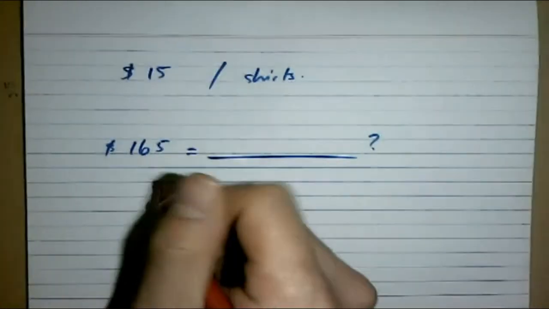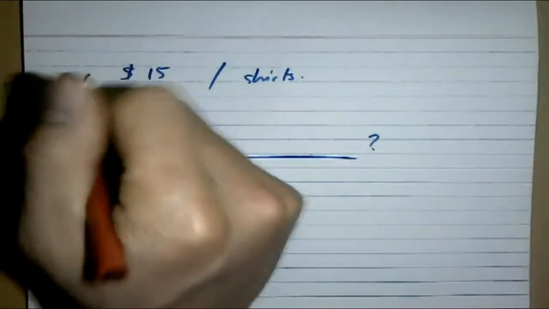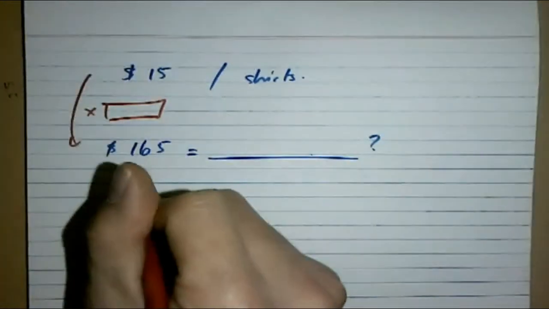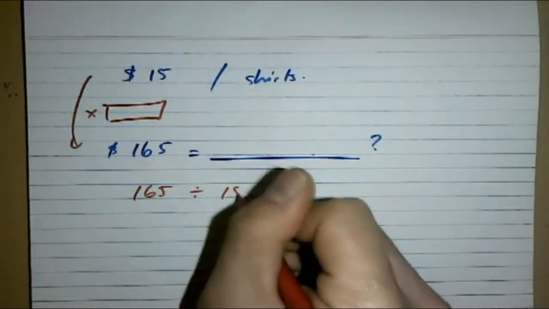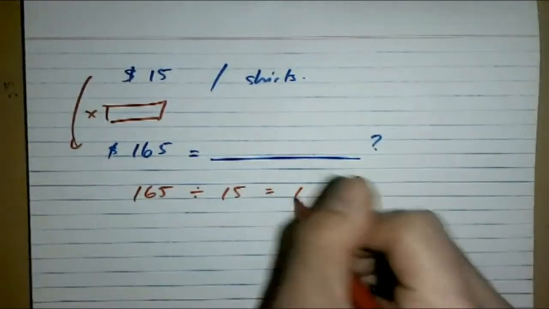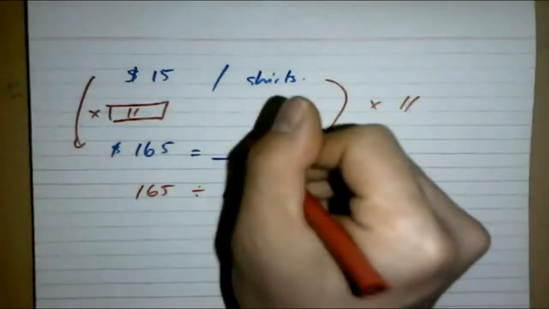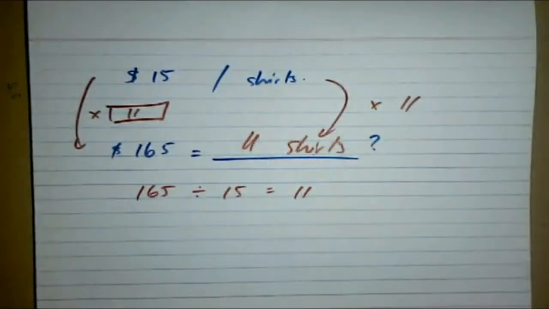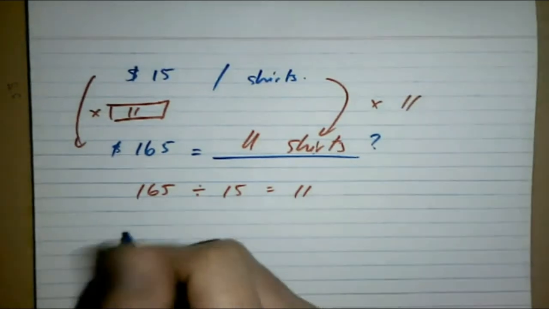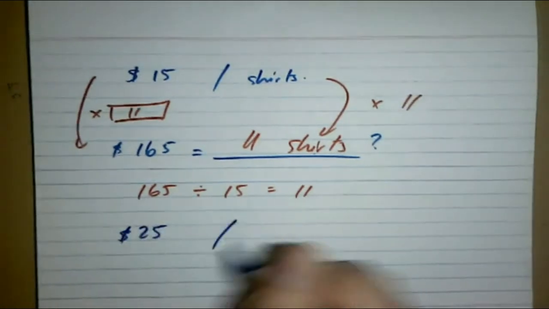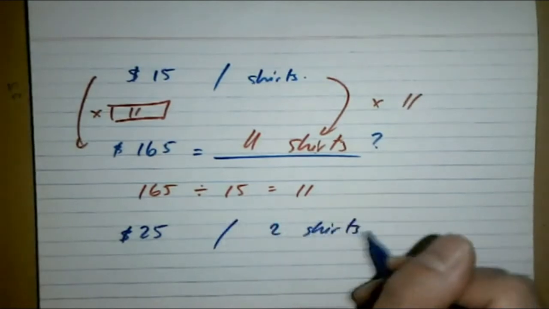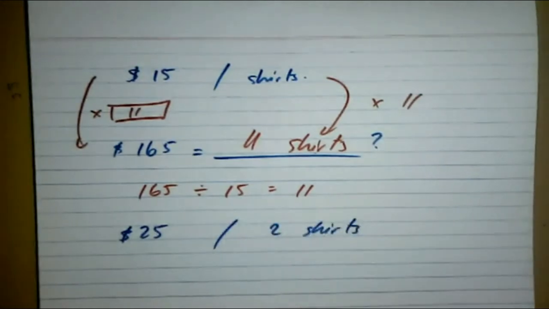If you work out the times extra, the extra amount of money that you got. So it's 165 divided by 15. So that means it's going to be 11 times more shirts. Does that make sense? Yes, sir. Yeah? Let's say there's a sale and they make it $25 for 2 shirts instead. Yeah? Okay.